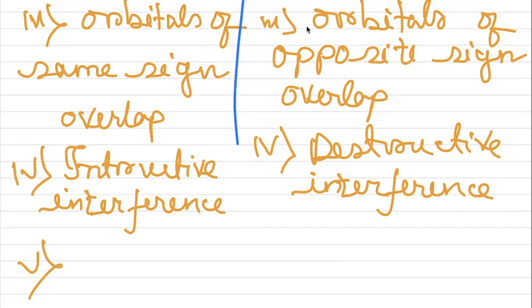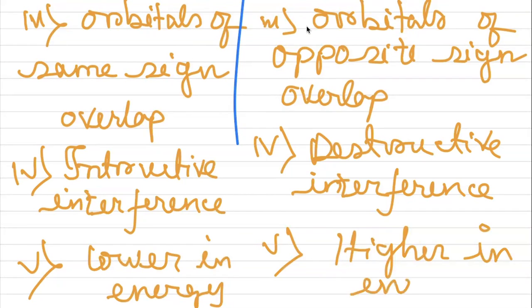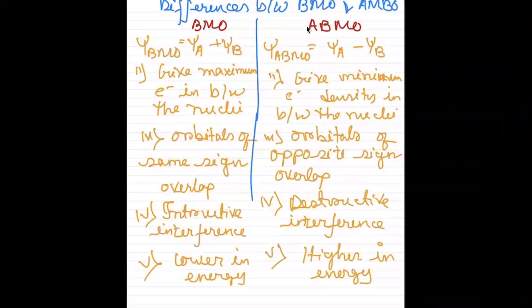And bonding molecular orbital will be lower in energy, and antibonding molecular orbital will always be higher in energy. So these are the differences between bonding and antibonding molecular orbitals. The main thing is that the electron density will always be maximum in between the nuclei in case of bonding MO, and in case of antibonding MO, we get the minimum electron density in between the nuclei.